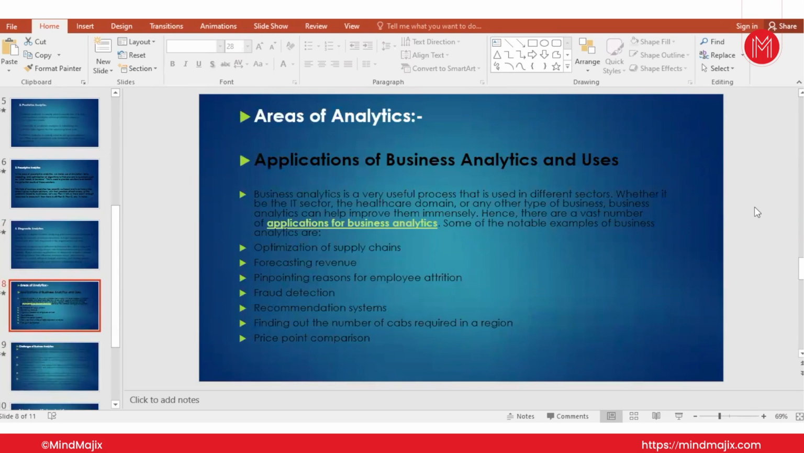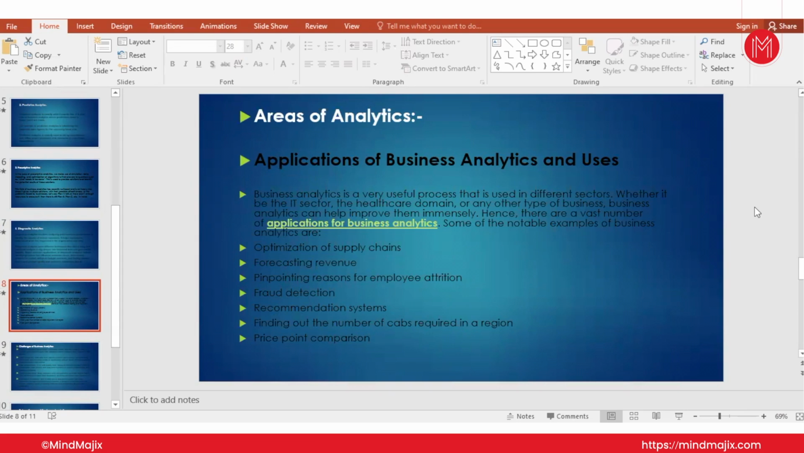Next one is the areas of analytics. In that topic, we'll cover what applications or areas we use business analytics or data science in. Data science or business analytics is a very useful process and is used in different sectors, whether it be the IT sector, the healthcare domain, or any other type of business. Business analytics can help improve them immensely. Hence, there are a vast number of applications of business analytics.